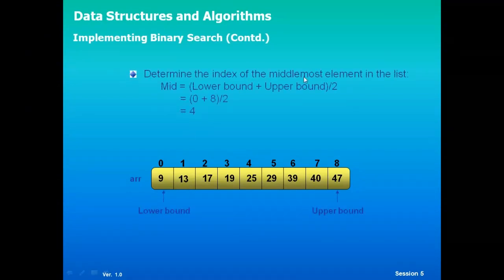Determine the index of the middlemost element in the list. Lower bound plus upper bound divided by 2. 0 plus 8 divided by 2, म्हणजे याचा आन्सर आलं 4. Look, this is the middle element. इथपर्यंत कळतंय का? प्लीज रिप्लाय. मिडल एलिमेंट कसा काढला हे कळलं का? प्लीज रिप्लाय. हे महत्वाची स्टेप आहे.